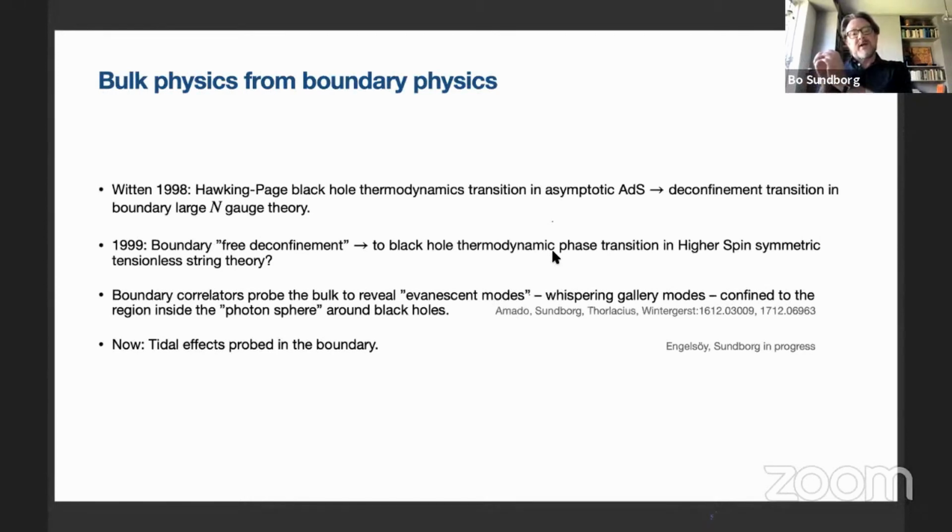is a thermodynamic phase transition in higher spin symmetric tensionless string theory. Whether that's a black hole or something else is of course not really clear, but the characteristic of the phase transitions, the fact that there is one, is very much reminiscent of the Hawking-Page story.